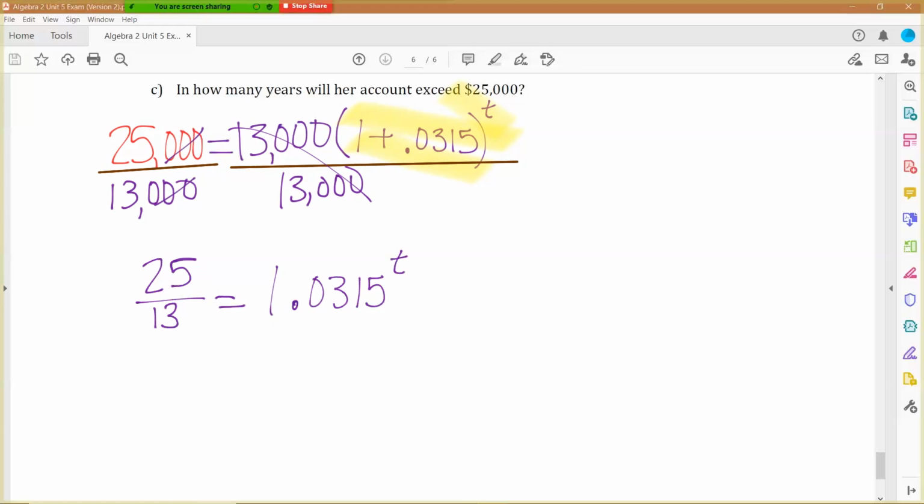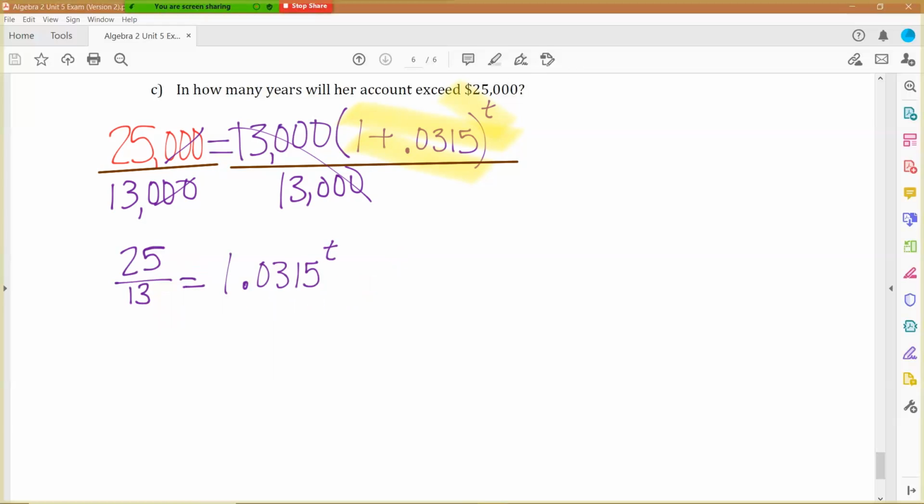Once I get to here, I have an exponential equation. I'm trying to solve for that exponent. The only way to get that exponent out is to convert this to log form. So this is y, this is b, this is x. So I'm going to rewrite as log base b. I know this gets really ugly. So now I have log base 1.0315 of 25/13 equals t.